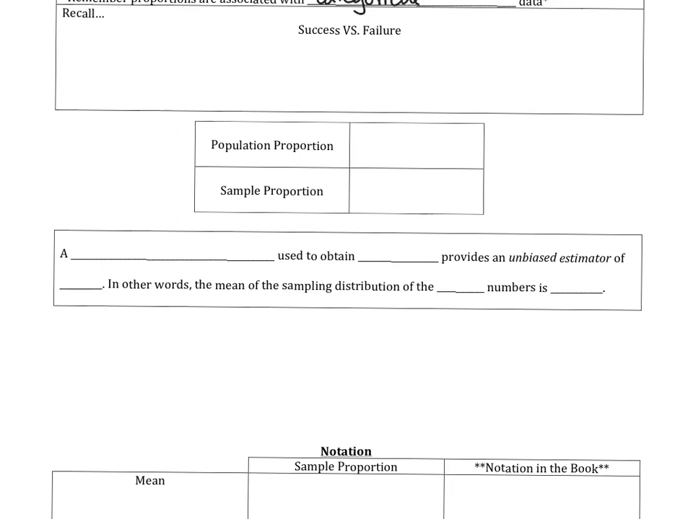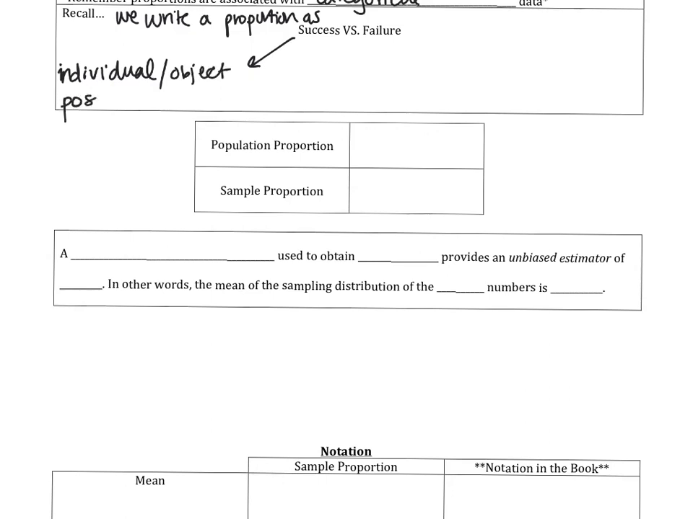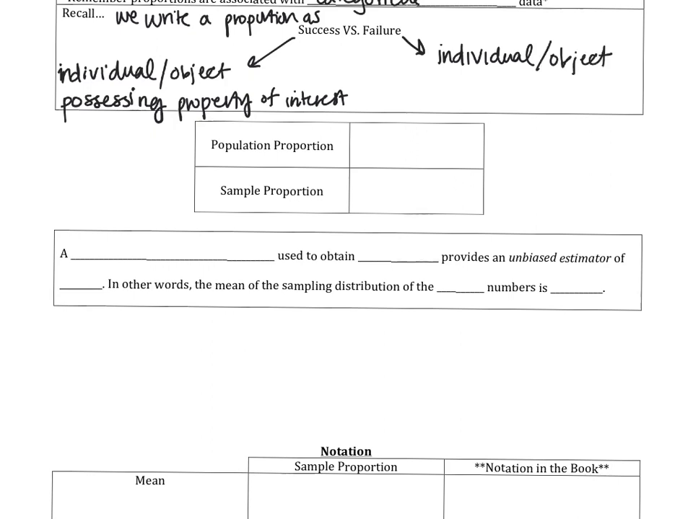And so one thing you might want to remember is that for categorical data, a proportion here is a success, whatever you deem a success, over the total. That's how we get that proportion, okay? So remember, we write a proportion as success over failure, okay? A success being the individual or object possessing the property of interest, and a failure being the individual or object that does not have the property of interest.